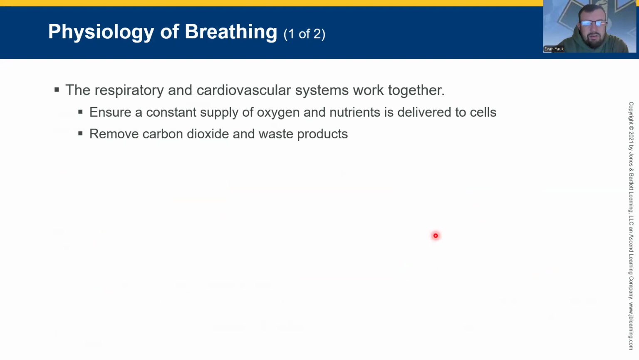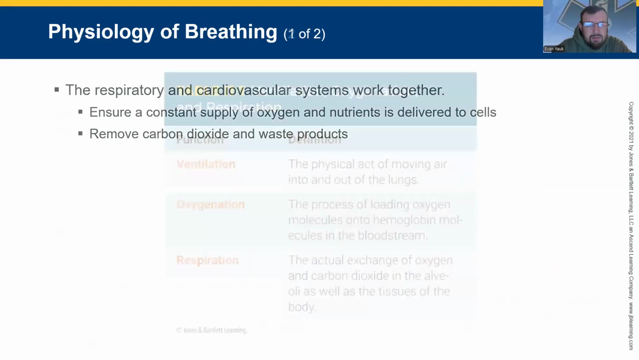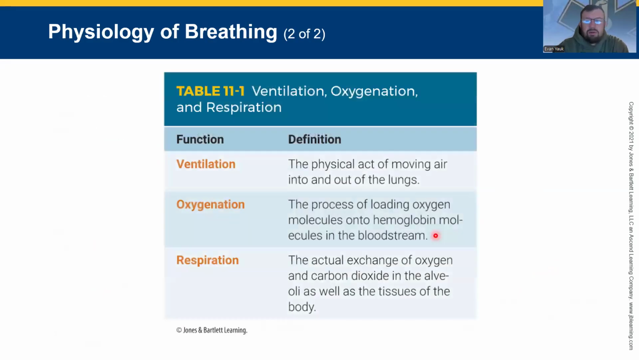The respiratory and cardiovascular systems work together. I don't know how many times we've talked about that. They ensure a constant supply of oxygen and nutrients is delivered to cells. They remove carbon dioxide and waste products. So you do need to know these. We talked about them in class.